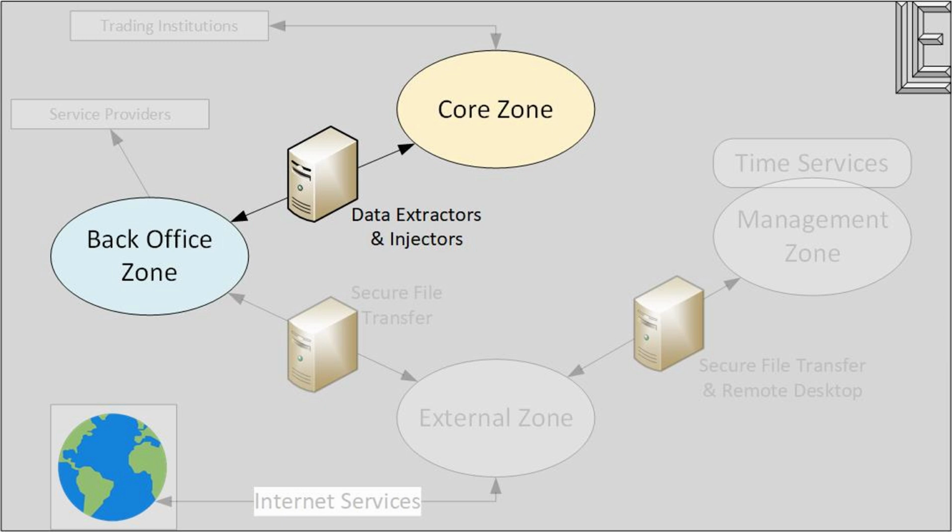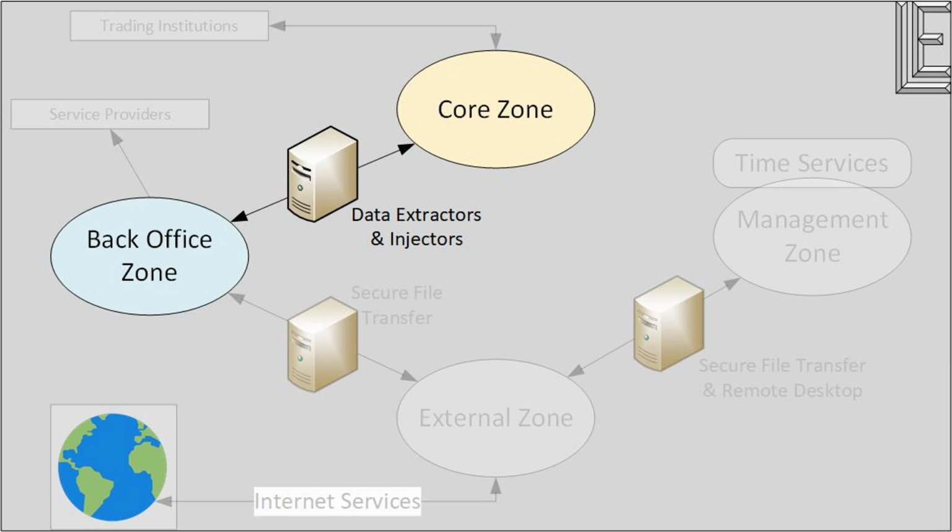There is no direct connectivity between the core and back office zones. Any data that needs to be moved between these zones must be moved by data extractors and injectors. These work similarly to the secure file transfer servers, but they have a few key differences. There is no firewalling for this service. All hosts are assumed to be trusted. Because these servers exist in the core zone, there must be 4 of them.